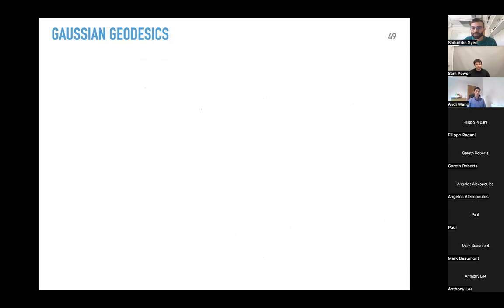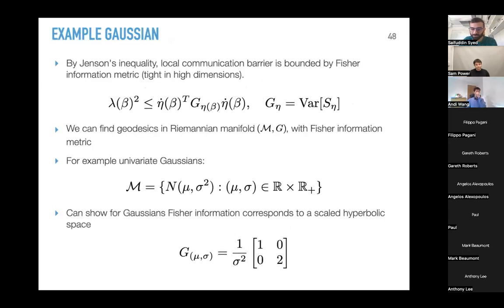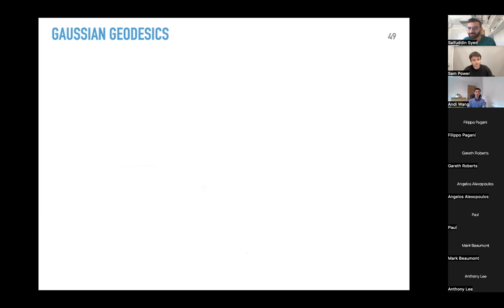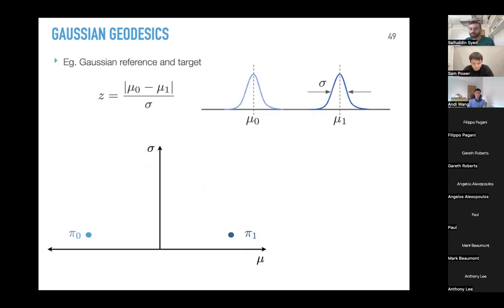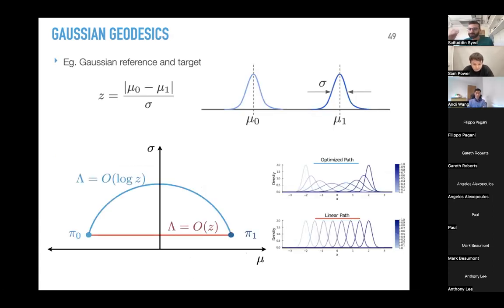Alternatively, because we know what this metric is, which corresponds to a scaled hyperbolic space, we know what geodesics look like in hyperbolic space, and they correspond to these semicircle trajectories. And you can show that the length of this geodesic in hyperbolic space grows logarithmically as the means get further apart. This also shows you where this path comes from, right? You simultaneously want to move the mass from the reference to the target while also trying to maximize the overlap, which corresponds to inflating the variance.